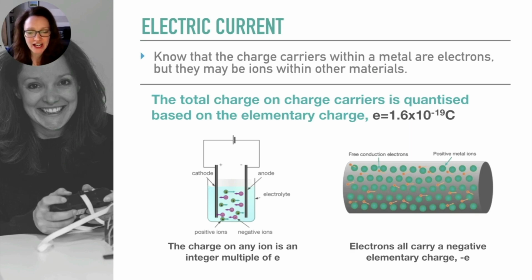So the charge on any ion in an electrolyte below would be an integer multiple of e. So it would be 1e, 2e, 3e, 4e, 5e, 700e, whatever. And electrons in a solid all carry the same negative electron charge, and that is minus e. So every electron carries that 1e charge, but it's a minus value.